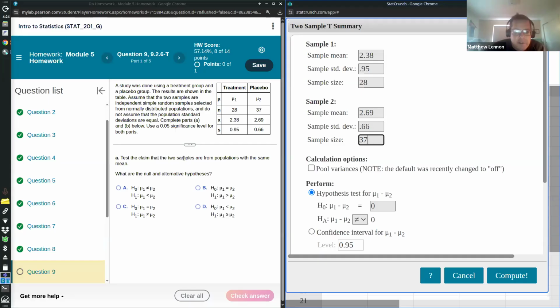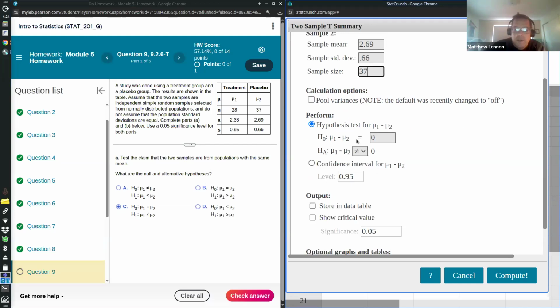So the claim is the 2 samples are from populations with the same mean. So that means equal on top, not equal on bottom, which is C. So let's go ahead. We have equal and not equal here. And again, notice this says mu1 minus mu2 equals 0. That's the same thing as saying mu1 equals mu2. You would just add mu2 to both sides.